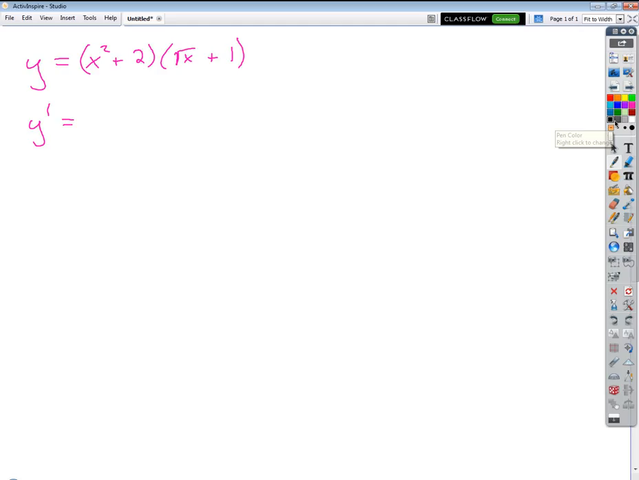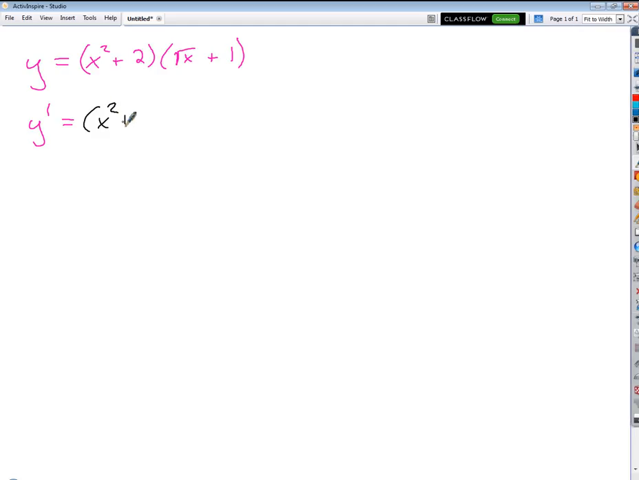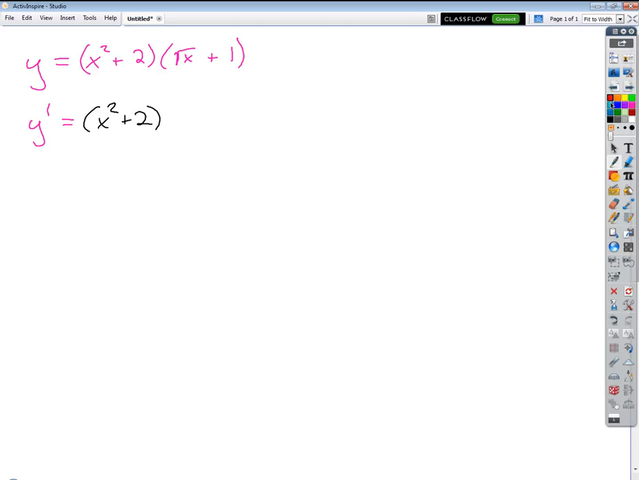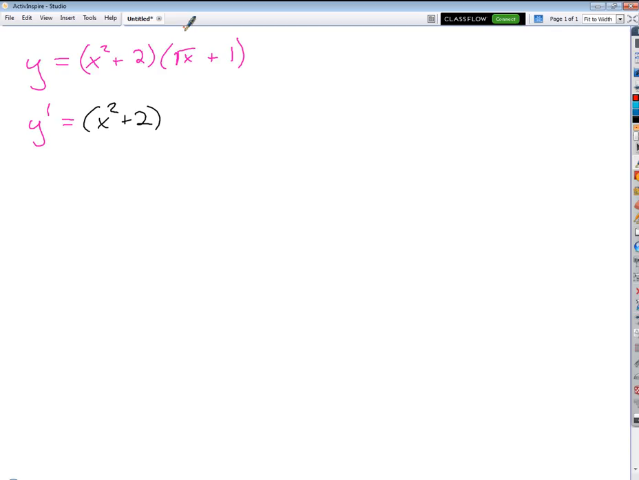u times v prime. Okay, so we get x squared plus 2 times 1/2 x. Now the derivative of the whole second factor, right? The derivative of the 1 is just going to go away. So we've really just got the derivative of x to what power? 1/2. What is the derivative of x to the 1/2? 1/2 x to the negative 1/2.